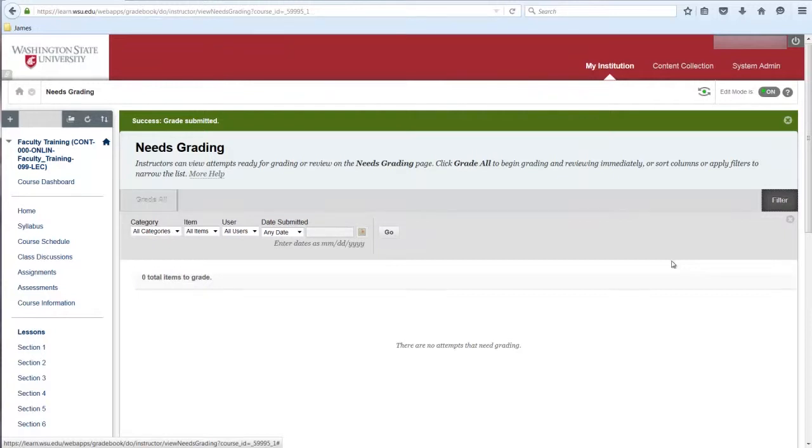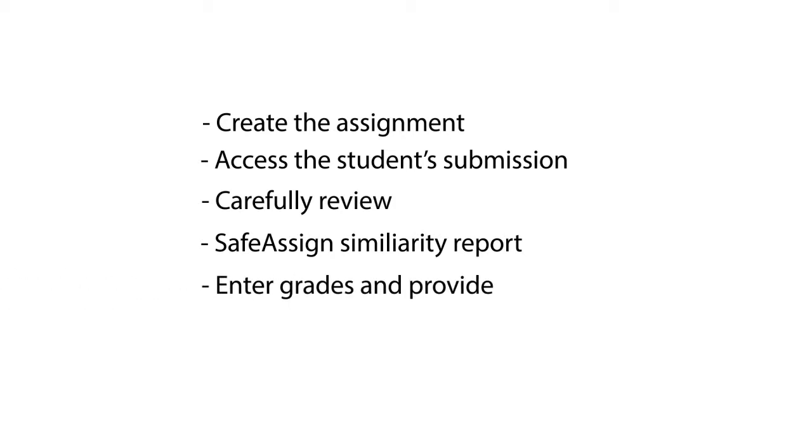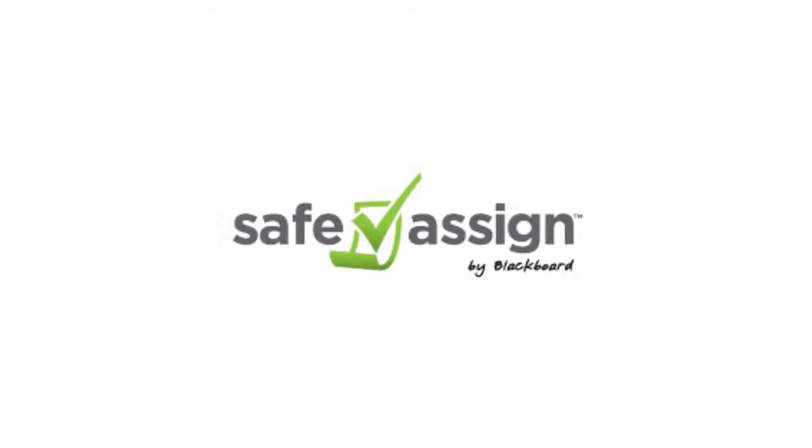Let's review. First, in Blackboard Learn, create the assignment and mark the box to submit it through SafeAssign. After students submit their work, access the student's submission and carefully review the associated SafeAssign similarity report. Confirm that matching content was properly attributed. Finally, enter grades and provide appropriate feedback. Remember, SafeAssign helps the instructor guide students to use proper academic citation principles and avoid plagiarism, whether accidental or intentional.